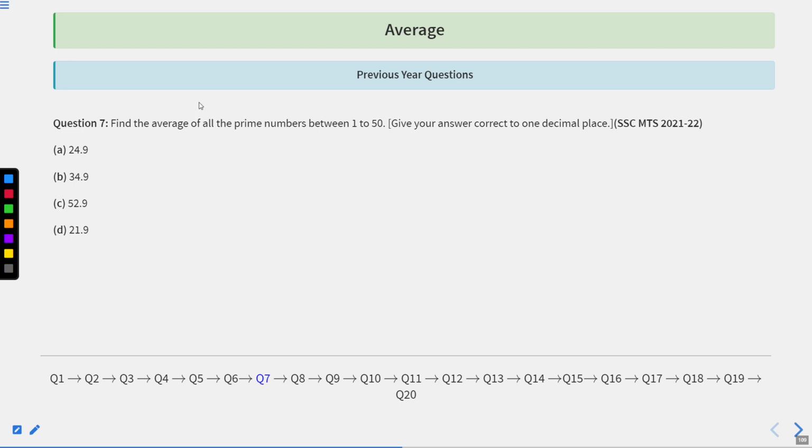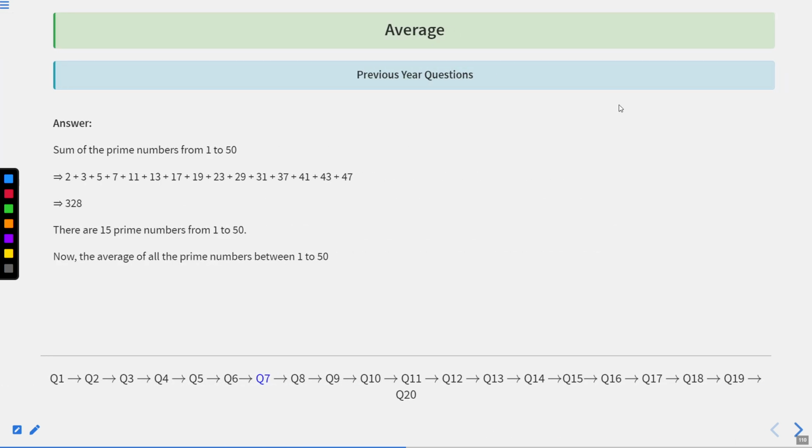Let us move to problem number 7. Find the average of all the prime numbers between 1 to 50. Give your answer correct to one decimal place. In this question, first of all, you need to identify all the prime numbers between 1 to 50. So the prime numbers from 1 to 50 are 2, 3, 5, 7, 11, 13, 17, 19, 23, 29, 31, 37, 41, 43, and 47. These are the prime numbers between 1 to 50.